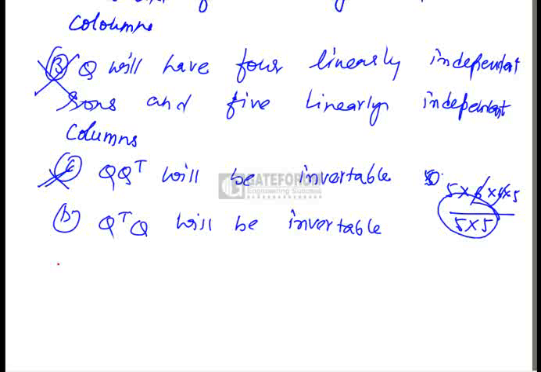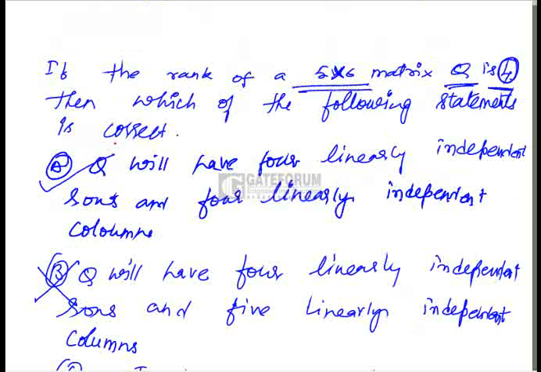Now look into option D. Q transpose into Q. Q transpose will be 6 by 5 and next is 5 by 6. So it will be a 6 by 6 matrix, but we cannot say whether it may be invertible or it may not be invertible. So we cannot say correctly that Q transpose into Q will be invertible. So even option D is not correct. So the only option left is A.